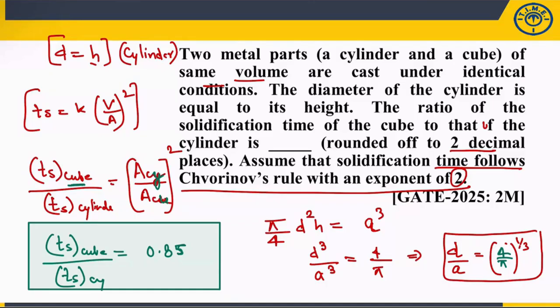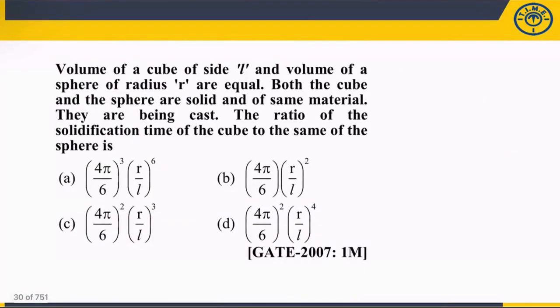Is it clear to everyone? Or if you want, you can write it. So the area of cylinder is, I hope these things you already know, pi by 4 d square into 2 plus pi d into h. Similarly, area of cube is 6a square. Okay, surface area.